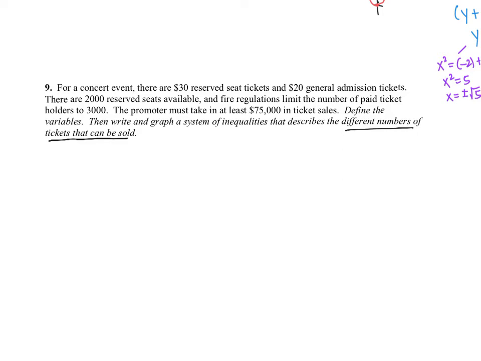So let me read. For a concert event, there are $30 reserved seat tickets. So the first type is reserved seat tickets, and I'm randomly giving it an X or a Y. And $20 general admission tickets, so that must be my other type.